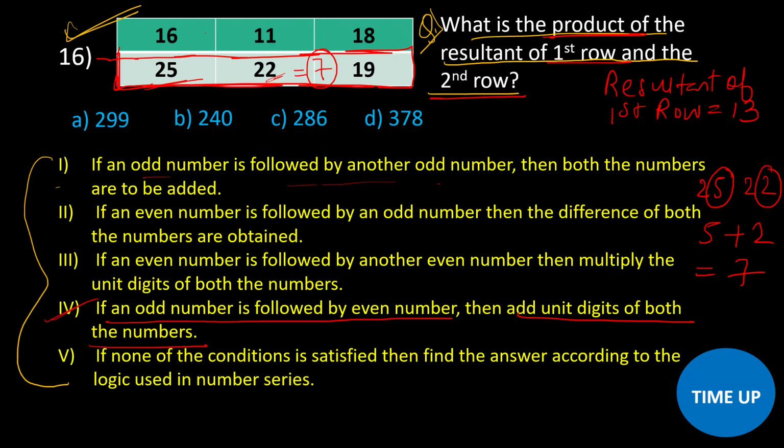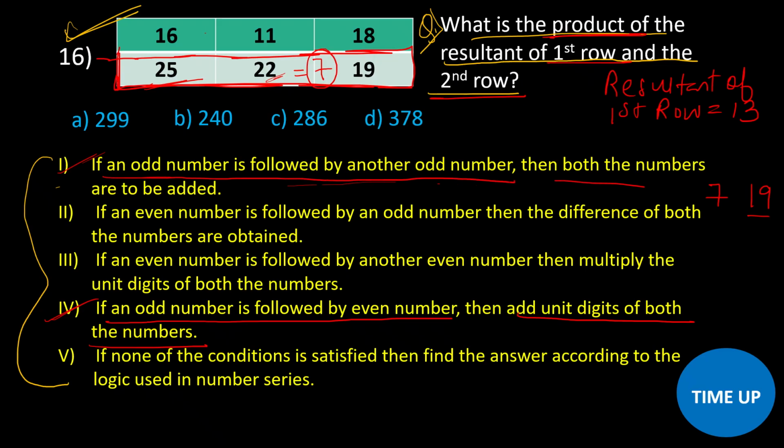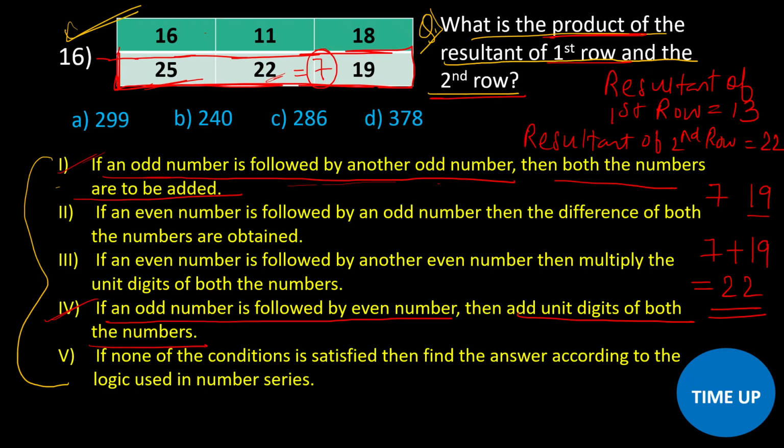Now 7 and 19 you need to focus on. Correct? 7 is an odd number followed by another odd number. So check the first condition: if an odd number is followed by another odd number, then both the numbers are to be added. So 7 plus 19, you'll get 22. So what is the resultant of the second row? The resultant of the second row is 22. Correct?